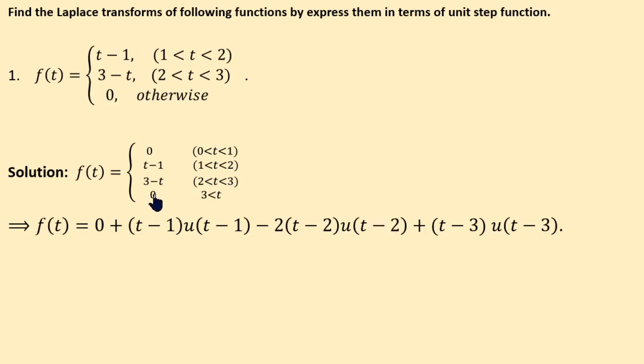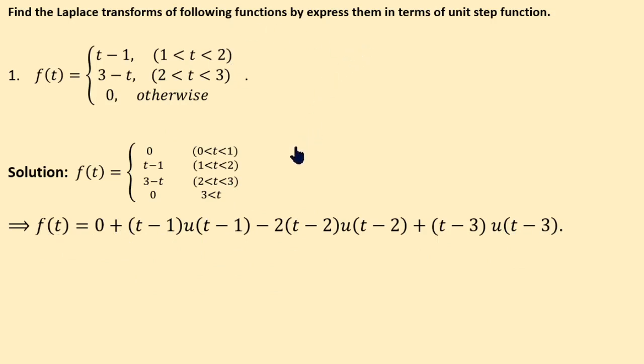And next, fourth function minus third function: 0 minus (3 minus t) is nothing but t minus 3. (t minus 3) u(t minus c). C is nothing but 3 here. So u(t minus 3). So this is how we can express f of t as a unit step function.